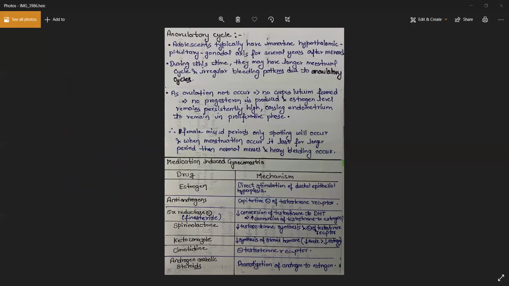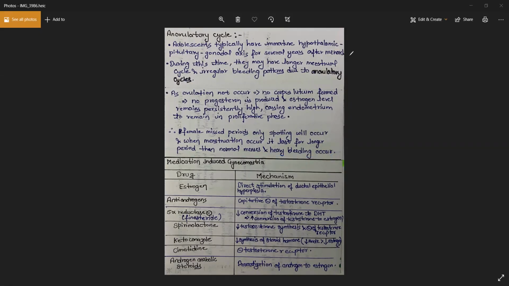So the females will miss the periods, only a spotting will occur. When the menstruation occurs, it will last for a much longer period than what is normal, and they also have a heavy menstrual flow. That's how these patients will present to you. They have irregular cycles. Cycles will occur after each 3 or 4 months, and whenever they get the cycle, they will have very severe menses. They will have a prolonged flow. In between these 4 months, the patient will have occasional spotting only. That's how the patient with anovulatory cycles will present to you. Is that okay?